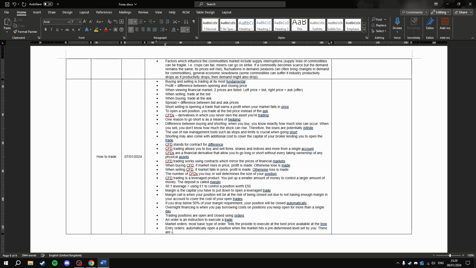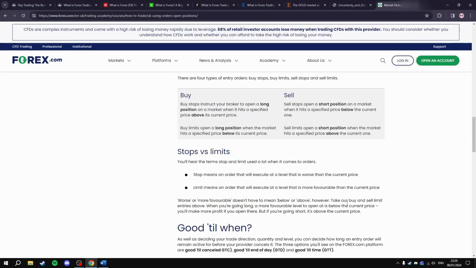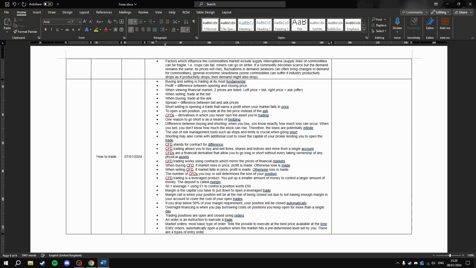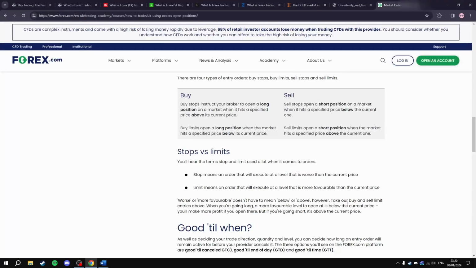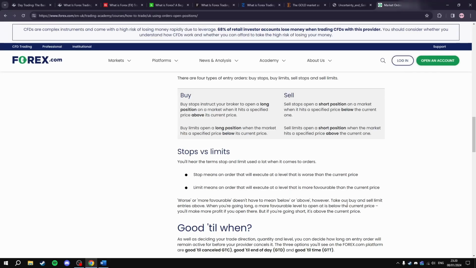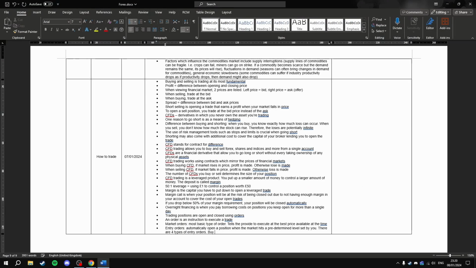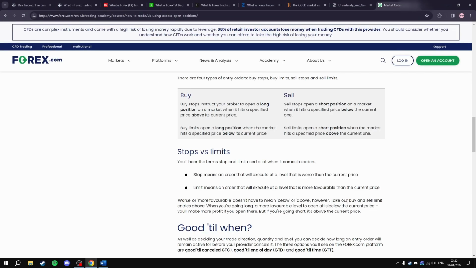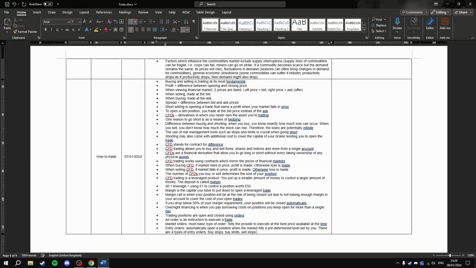Four types of entry orders: buy stops, buy limits, sell stops, and sell limits. So what is buy stops?